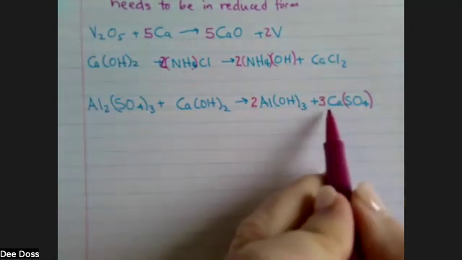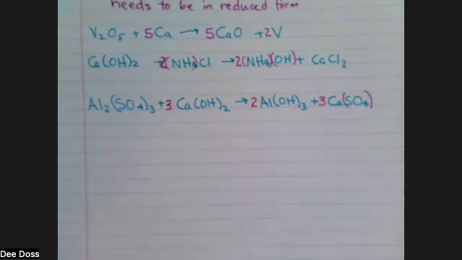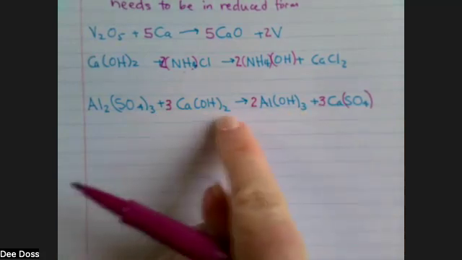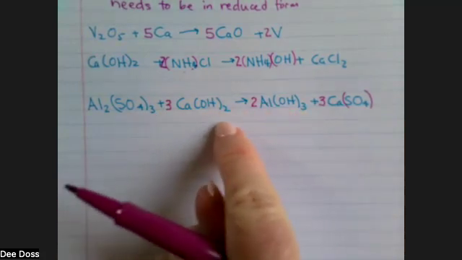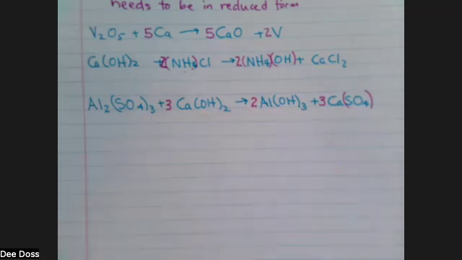Now, calcium, I have three over here now, and I have one here, so I have to put a three here. Now, on the hydroxide, it's nice because it's both in parentheses. Three times two is six. Two times three is six.